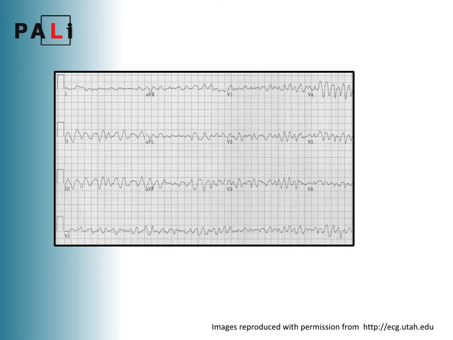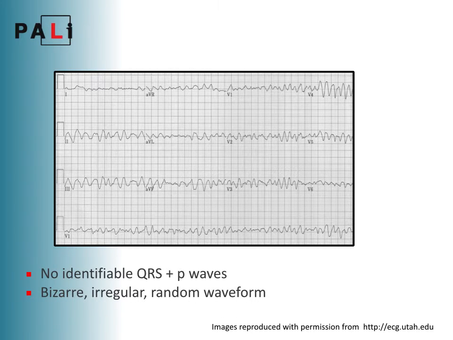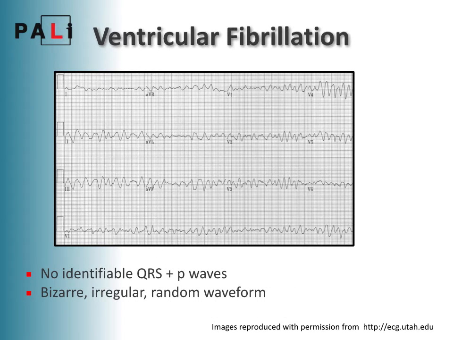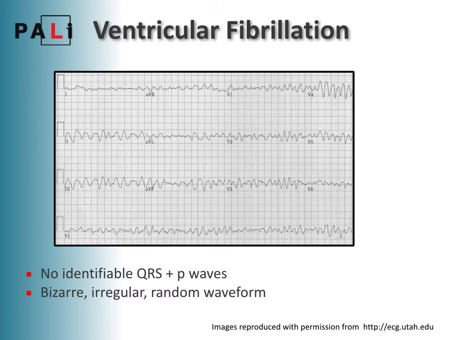Moving on to this ECG. This is an ECG that, yes, you can use your systematic approach, but it's about pattern recognition and realising that this is a serious ECG. There are no identifiable QRS and P waves, and there's a bizarre, irregular and random waveform. This represents ventricular fibrillation.